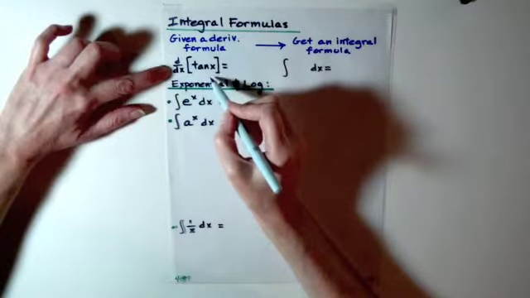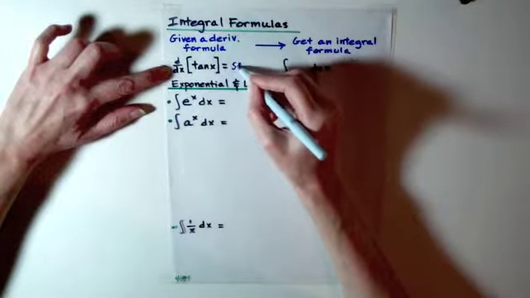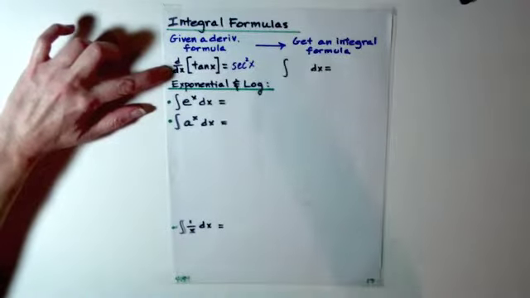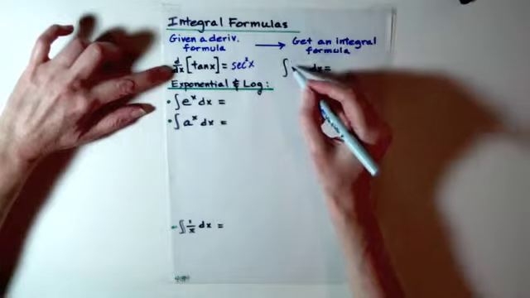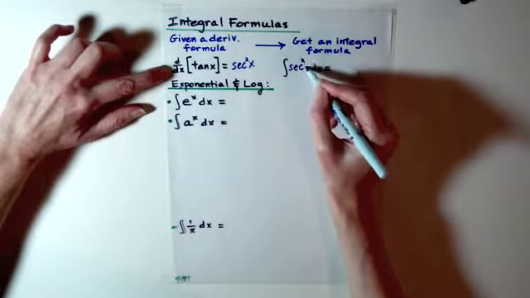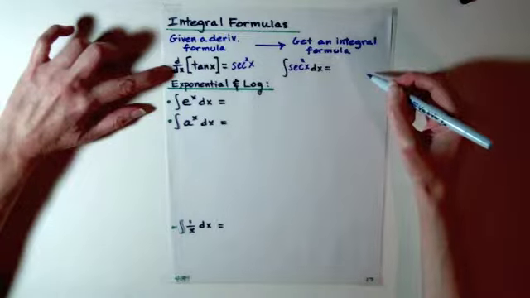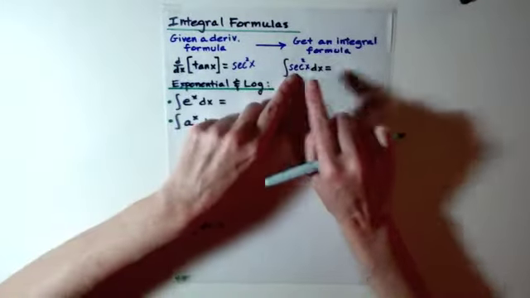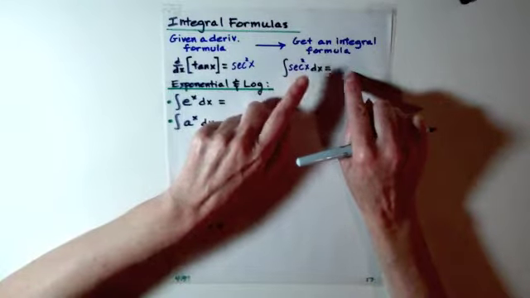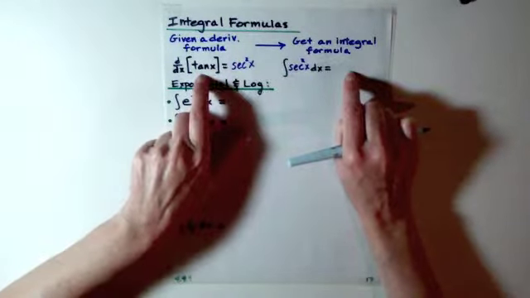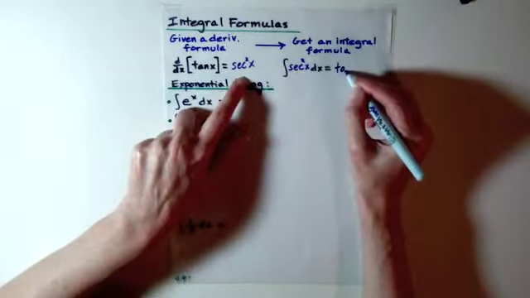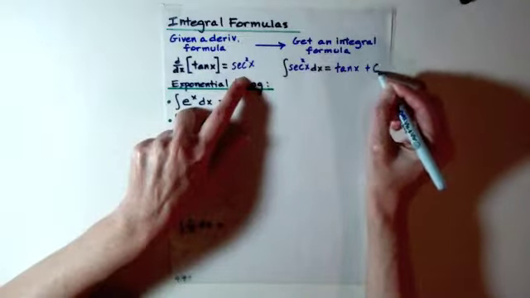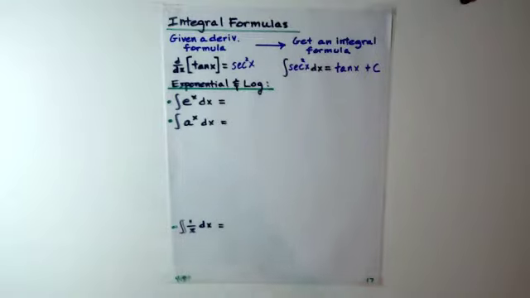Suppose I have the derivative of tangent x. That is equal to secant squared x. That's something we memorized back in the previous chapter. Well, that means I have an integral formula. If I integrate secant squared x dx, what should I get as an answer? I'm thinking, what do I have to differentiate to get this as an answer? Tangent x is the thing I have to differentiate to get secant squared x. So the integral of secant squared x is tangent x.